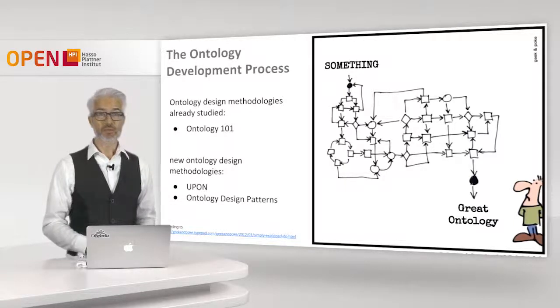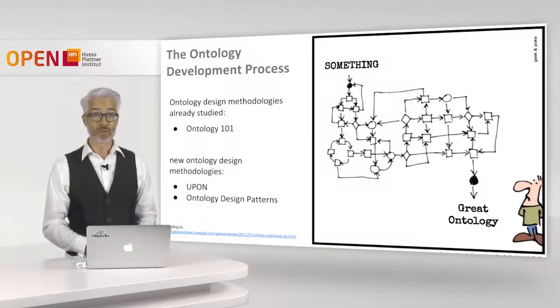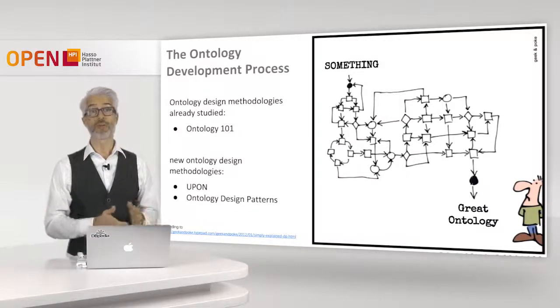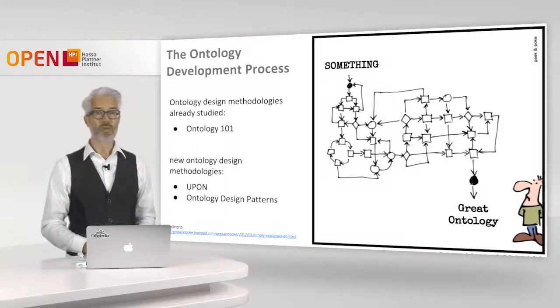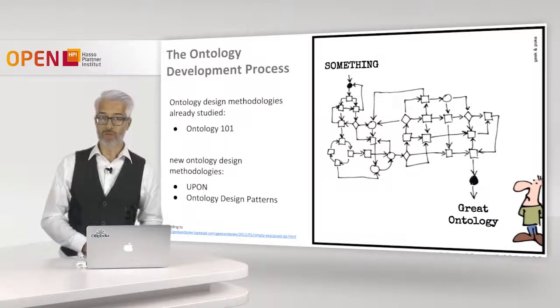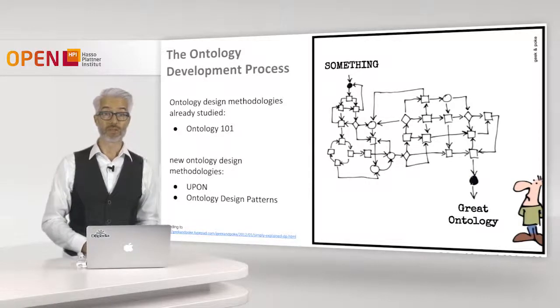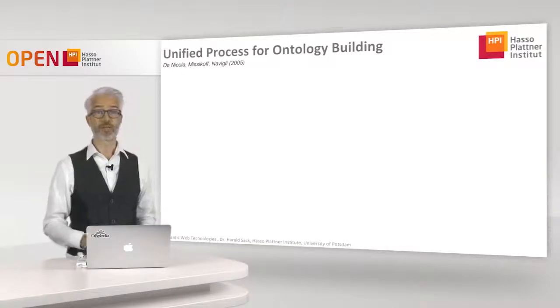But the methodology we have talked about, Ontology 101, usually is only suited for smaller kinds of ontologies, and of course it's not a real professional design methodology. So for that reason, we want to have a look at two further design methodologies. The first is called Upon, and the other one is called Ontology Design Patterns. Okay, so let's start. First one, Upon.